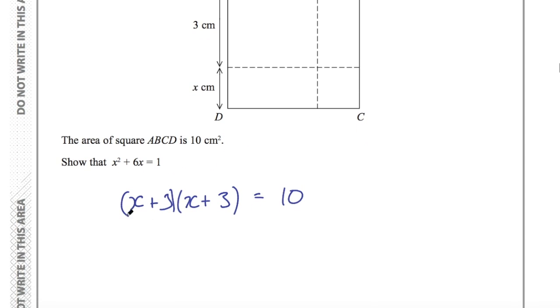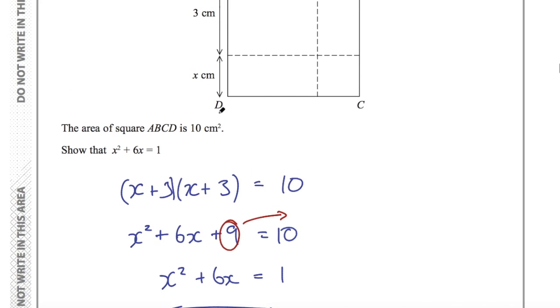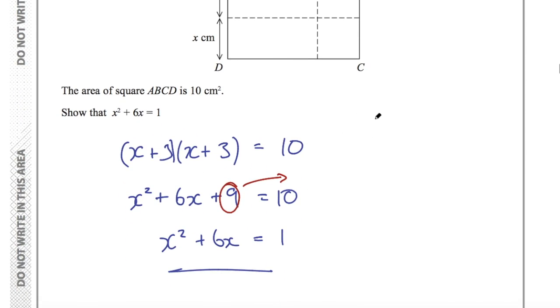Then we can expand those brackets out using FOIL. So this is going to be x squared plus 3x, which is 6x, plus 9 equals 10. And then if we take that 9 away from this side, we will get x squared plus 6x equals 1. So therefore we've shown using that diagram that x squared plus 6x equals 1.